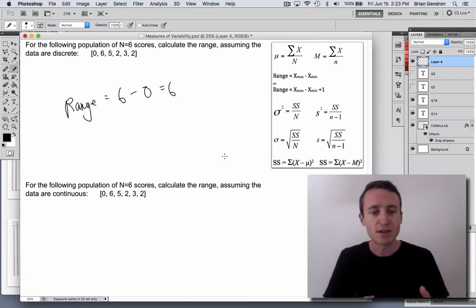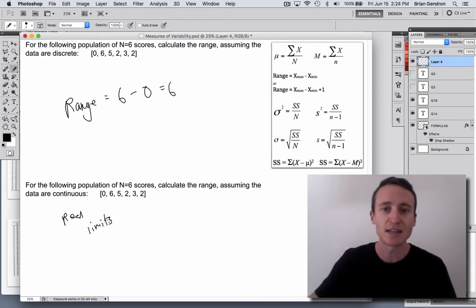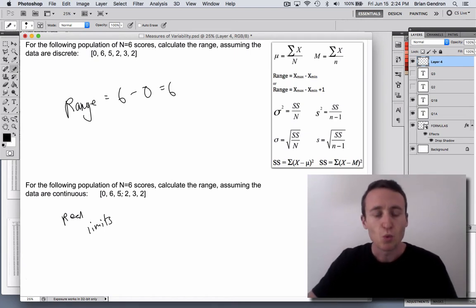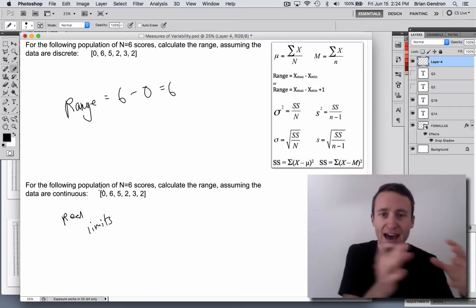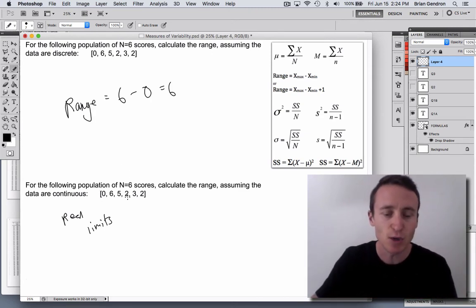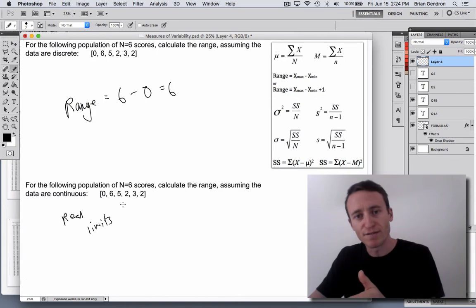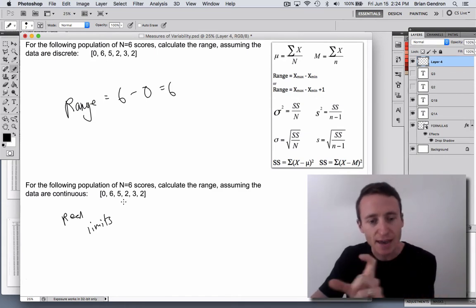So this, of course, means that we have to consider real limits. This is something that is discussed in the module. It's also discussed in the textbook. But the idea is that these whole numbers are the representatives of the entire interval from half a point below to half a point above. So let me give you an example. This value of 2, if it's continuous data, represents 1.5 to 2.5. So a half a point on either side.